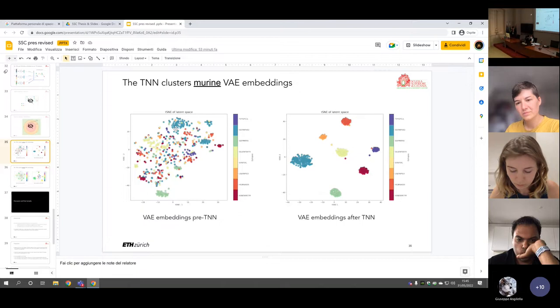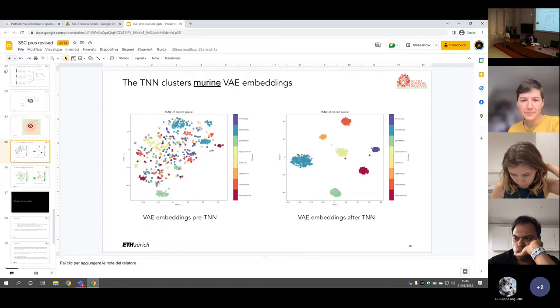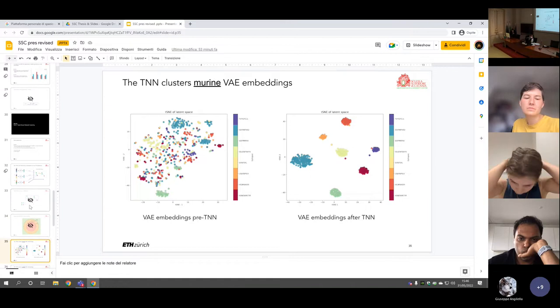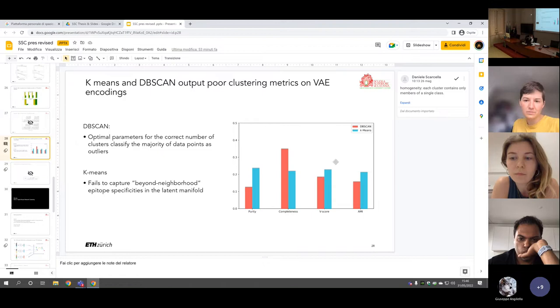Also on the clustering metrics on the raw encodings. Sorry, so the single chain data looks better. To visual inspection, the single chain data looks nicer. The raw encodings, not the pre-training of the triplet neural network, but in terms of evaluation of clustering metrics, as I've shown, in terms of these with DBSCAN and K-means, there is not much of a difference.